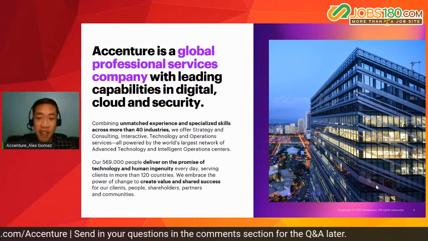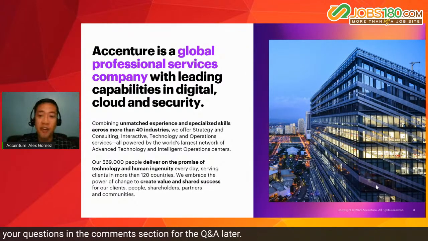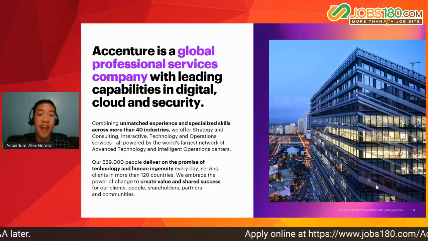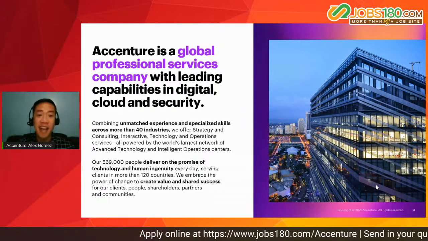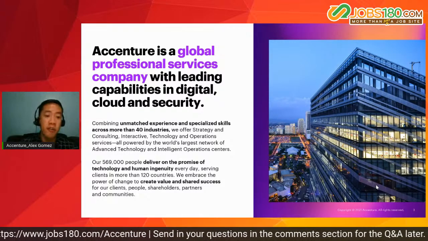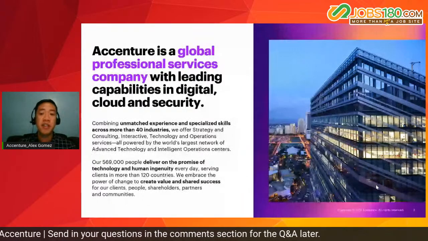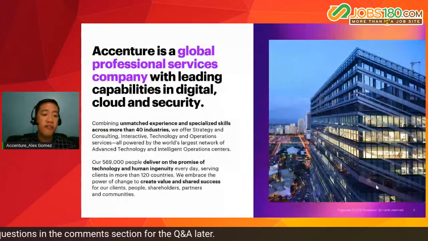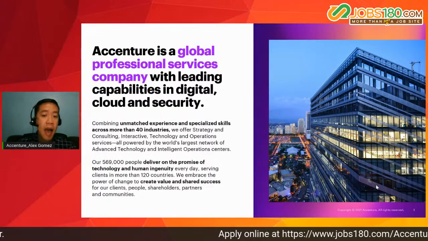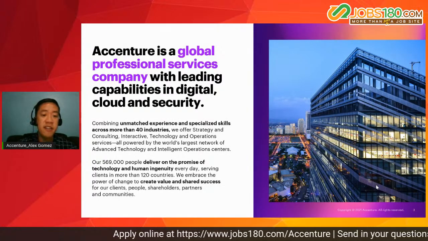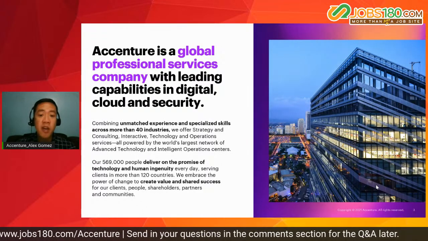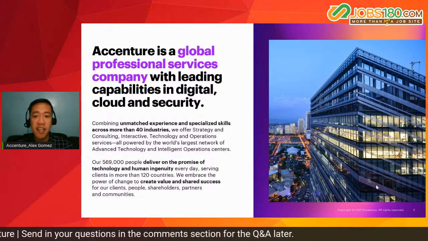And remember these items that I'll be enumerating right now, because these are the towers of businesses that we actually have in Accenture. We offer strategy and consulting. That's number one. Number two, interactive. Number three, technology services. And number four, operation services. These are all powered by the world's largest network of advanced technology and intelligent operations centers. Our almost 600,000 people deliver on the promise of technology and human ingenuity every single day. We serve clients in more than 120 countries.